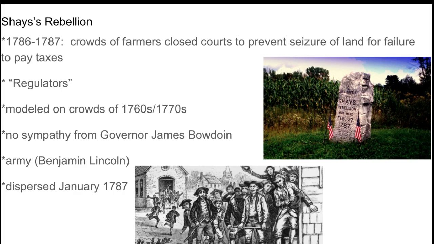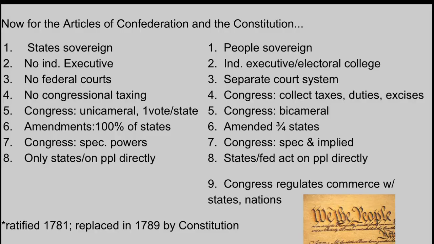But what this proves to the framers, the founding fathers, is that the Articles of Confederation were not going to work because there was no government control of these protests. They were afraid that the protests would break out throughout the states and that the whole Union would fall apart. So they realized that by early 1787 something had to give.